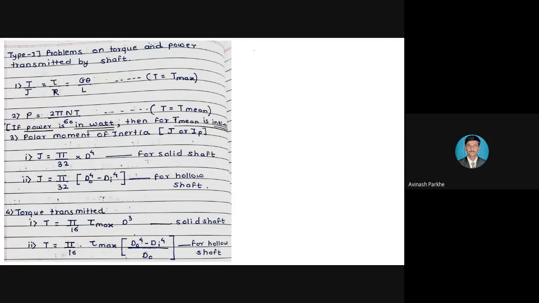That means we have to calculate sometimes T, capital T, which means torque. Sometimes we have to calculate capital P, which means power transmission capacity. Also, we have to calculate the shear stress induced in that particular shaft. So these three to four parameters we have to calculate from this particular type number 1.